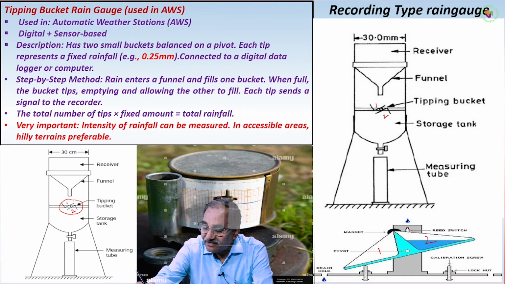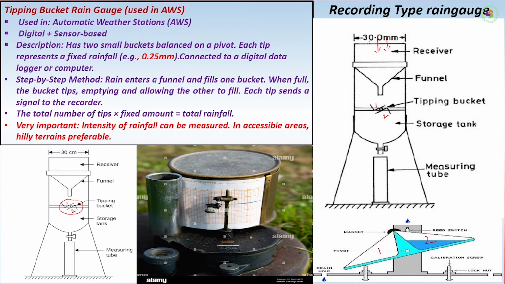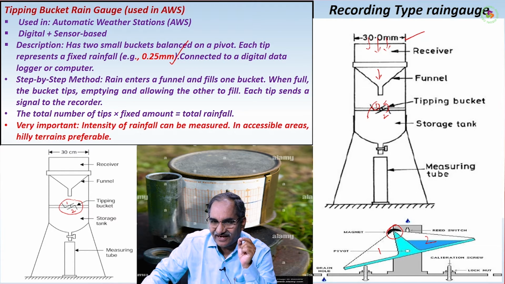What will happen? Again the rain falls in here, and there is a dimension of 30 mm for it, and the rain enters through the funnel into bucket 1. Once bucket 1 reaches 0.25 mm of rainfall, naturally it tips. Tipping means it is connected to a pivot, so it goes down. When it goes down, the second one comes and occupies its position. When it comes down, automatically this goes up and occupies its position. That means one tip is being recorded.